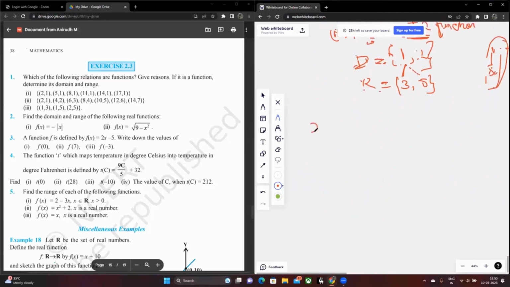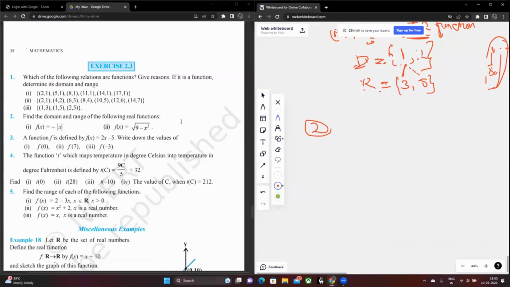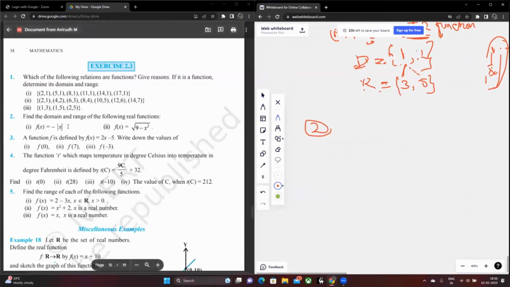That takes care of question number 1. And question number 2. Find the domain and range of the following real functions. f(x) is minus mod x, f(x) is root of 9 minus x squared. I give you two ways to solve each of the following questions. Each of these are 2 questions.